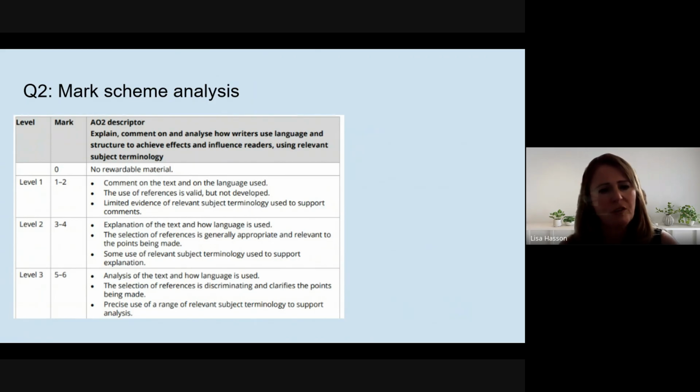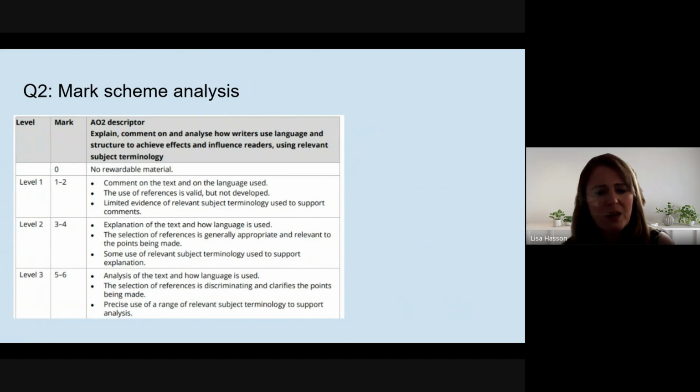So in this case, we have got 3 levels on this question. And as I mentioned earlier on, to get in the middle level, which is about your grade 4, you're looking at an explanation of the text and how language is used. So explain why the writer uses the word snake. Selection of references is generally appropriate. So you want really 2 or 3 different references to the use of language and some relevant terminology. So you might, for example, have maybe only given me a couple of techniques, or you might have done 2 adjectives and 1 personification, for example, or maybe you've got your similes and your metaphors mixed up, which might allow you to get into that box.